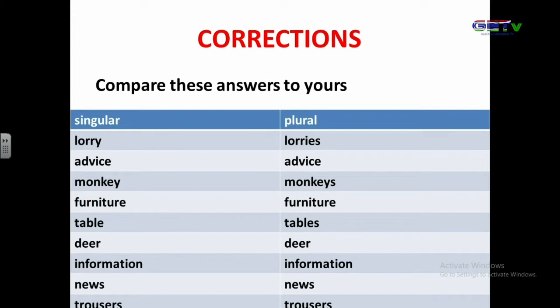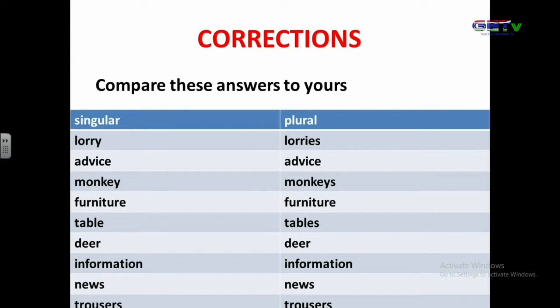Now let's look at our corrections. Good. Compare these answers to yours. We have singular and plural. Here we have lorry, lorries. What do you do? Change the y to i, and then you add es. Why do you do that? Because there is a consonant letter before the y. So we have advice. Are you going to add s to say advices? No. Why? Because we discussed that advice is a zero plural word. It doesn't take any inflections.